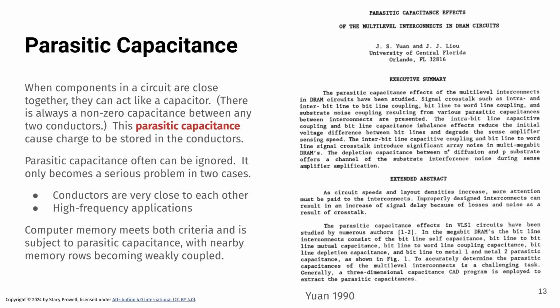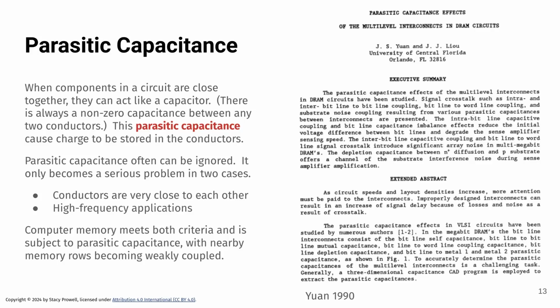So let's talk about parasitic capacitance. When components in a circuit are really close together, I say components here, but really when conductors are close together, they act like a capacitor. And that's always true. So if I have a conductor on one side of my desk and I have another conductor on the other side of my desk, there's some capacitance that I could specify between those two. There's always capacitance between conductors. And normally it can be ignored. Normally it's not a problem.